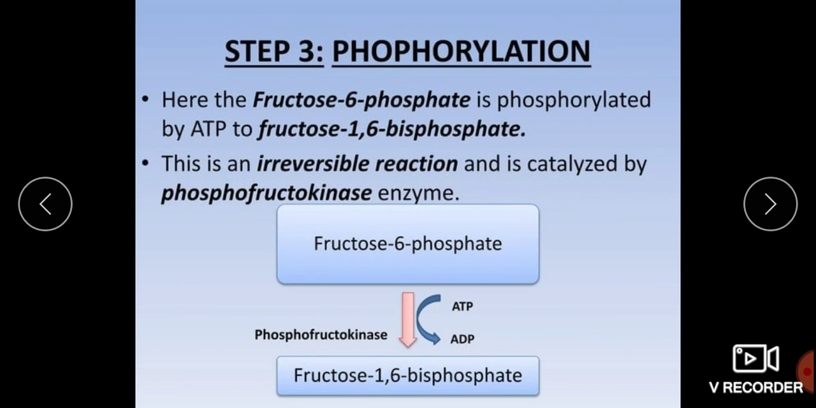Third step, phosphorylation once again. Here, fructose 6 phosphate molecule is phosphorylated by an ATP to a fructose 1,6 diphosphate. In this reaction, ATP molecule gets broken down into an ADP and inorganic phosphate. The inorganic phosphate gets attached to the carbon atom number first of fructose 6 phosphate, and fructose 6 phosphate is converted into a fructose 1,6 diphosphate. The enzyme for this reaction is phosphofructokinase, and this reaction is irreversible.